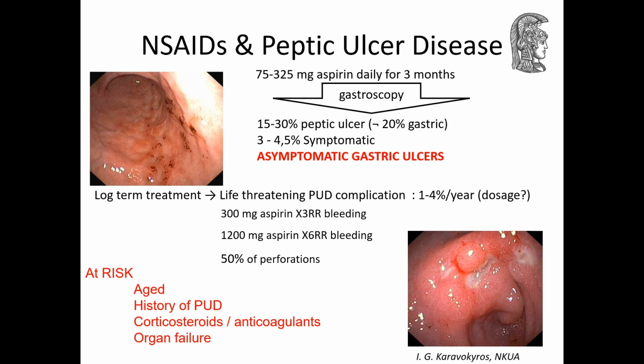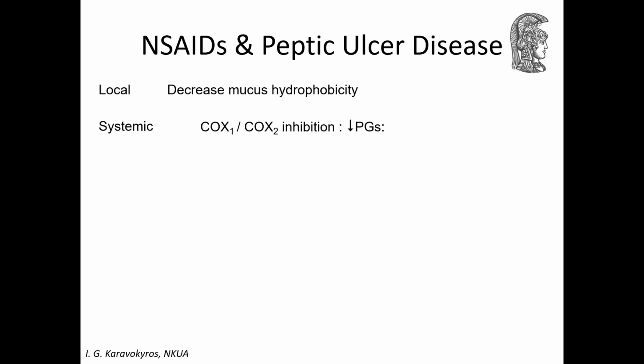At increased risk are aged patients, those with a history of ulcer disease, those taking corticosteroids or anticoagulants, and those who already suffer from an organ failure. The mechanism of action of nonsteroid anti-inflammatory drugs is multiple. A local effect has been speculated through the alteration of the activity of surfactant phospholipids, and the decrease of the hydrophobic character of the mucus layer.